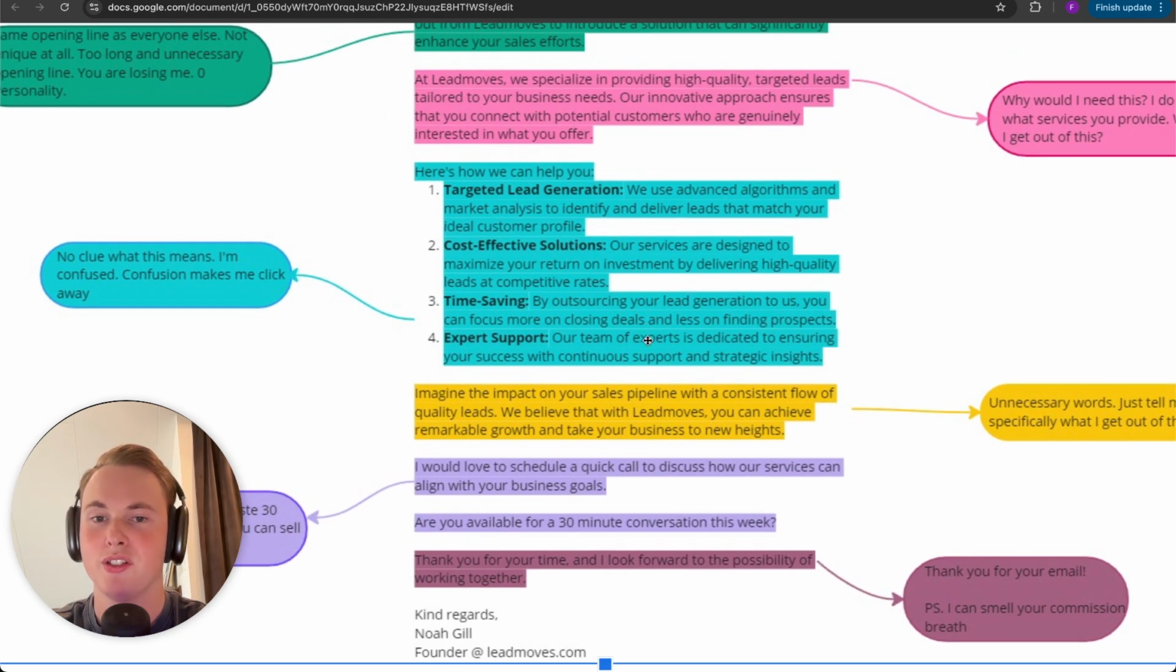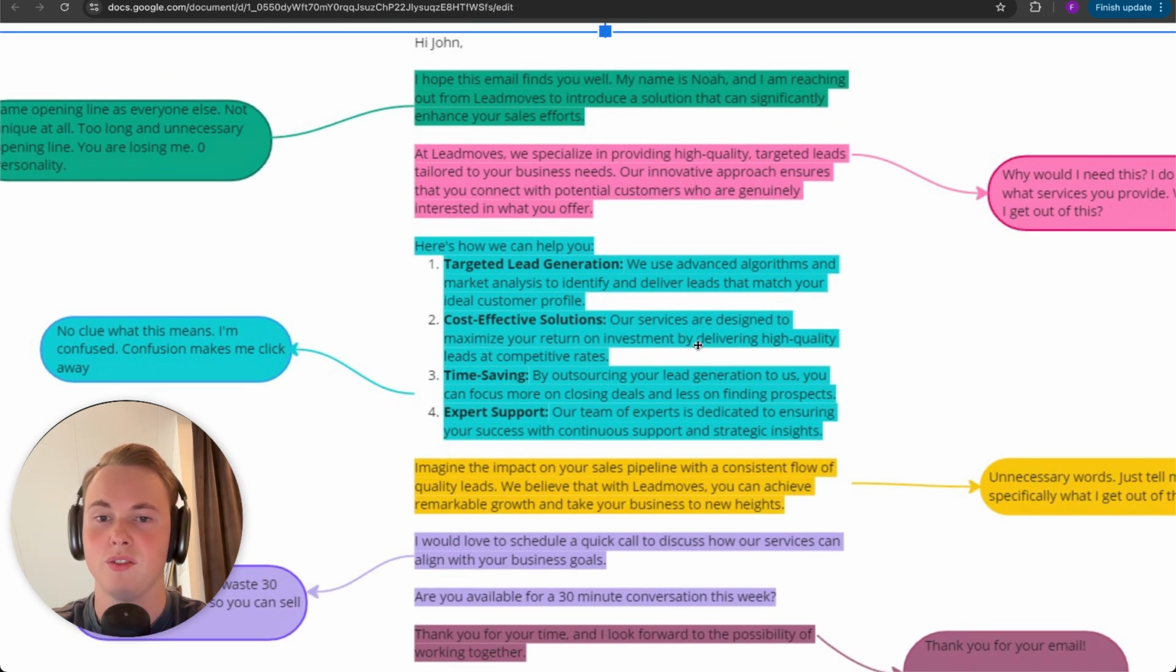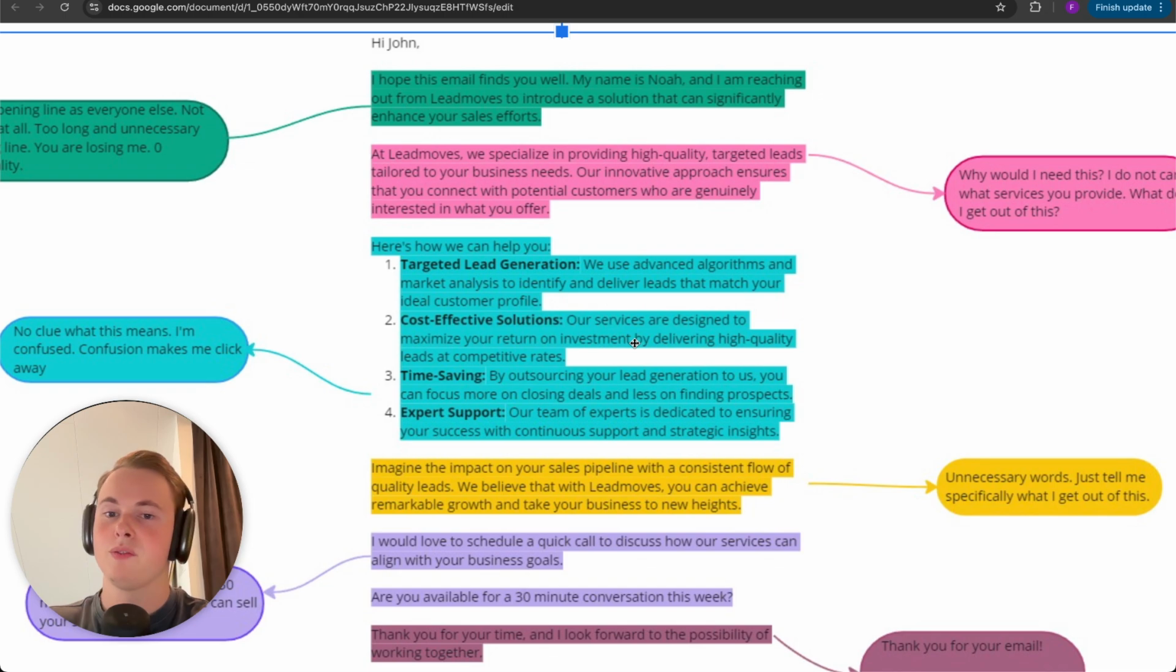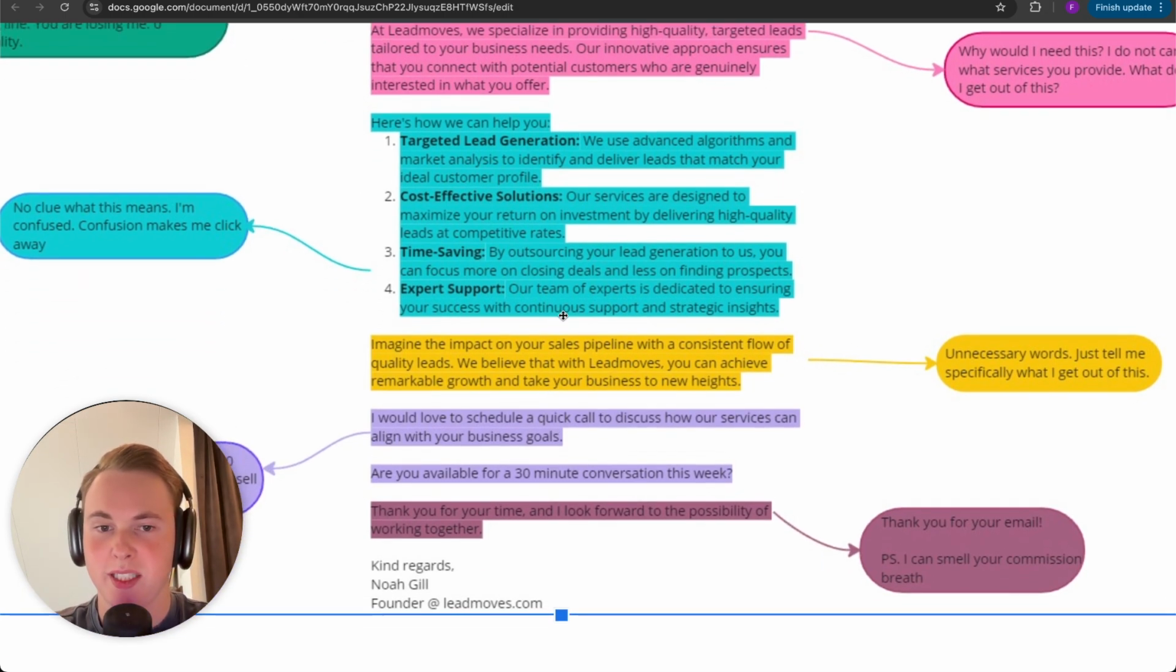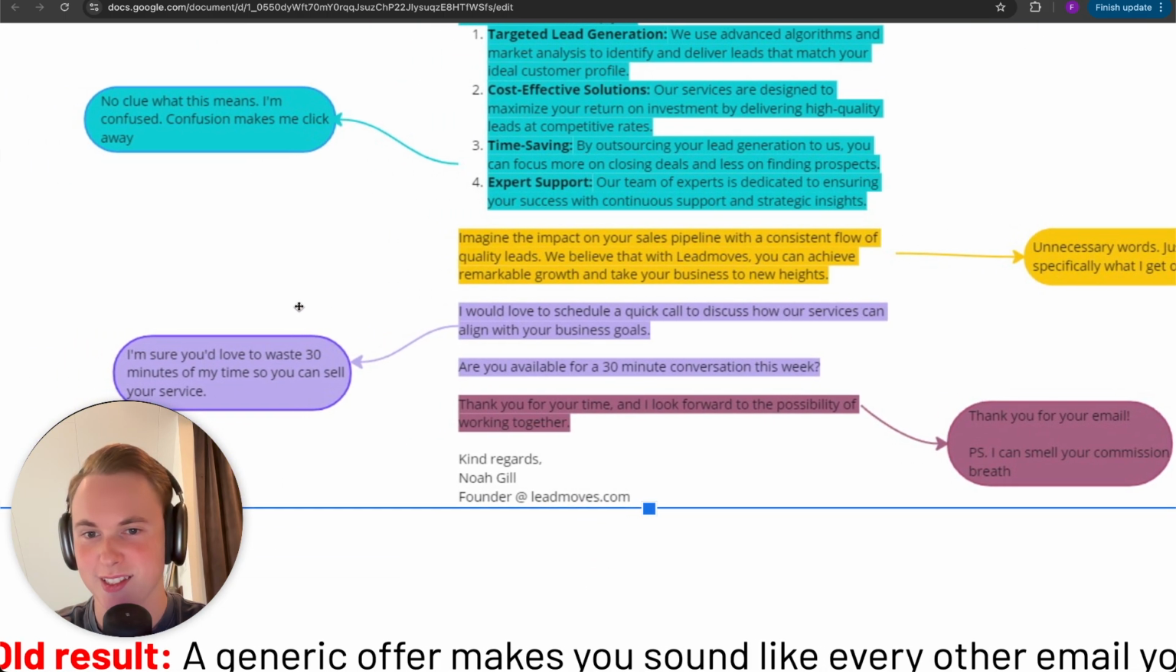Super broad, super generic. This makes me super confused, and confusion will make me click away. Imagine the impact on your sales pipeline with consistent flow of quality leads. We believe that with Leadmoves, you can achieve remarkable growth and take your business to new heights. Super unnecessary. Just tell me specifically what I get out of this.